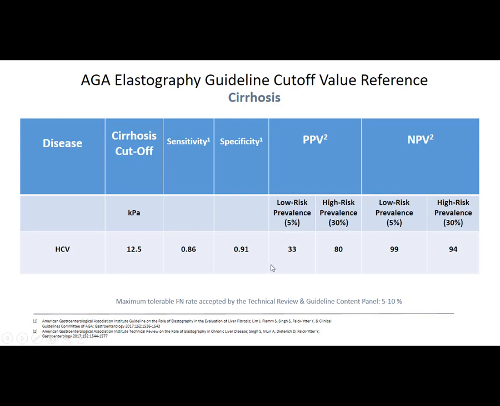Okay, so here are the numbers. The hepatitis C disease, the cirrhosis cutoff is 12.5 kilopascals, 0.86 sensitivity, 0.91 specificity, positive and negative predictive values here. I think mostly we were worried about the negative predictive values, and those are actually quite high, 99 and 94%. We guesstimated in the beginning that we could tolerate a false negative rate of 5 to 10%. And we're well within that range here in the negative predictive value range.